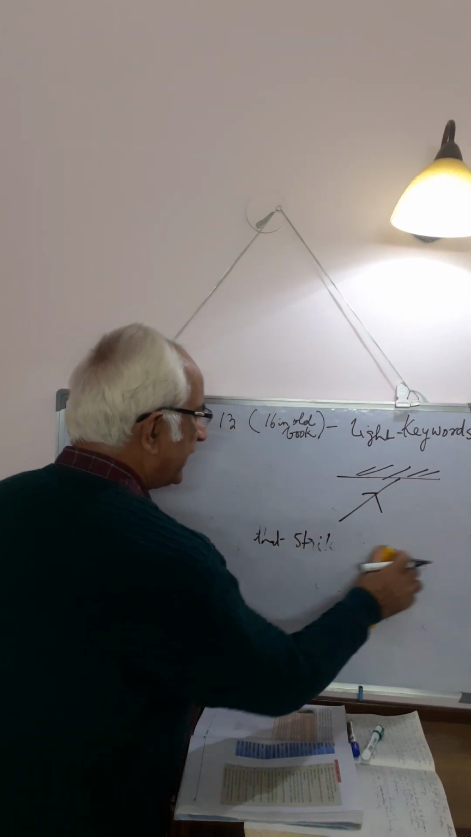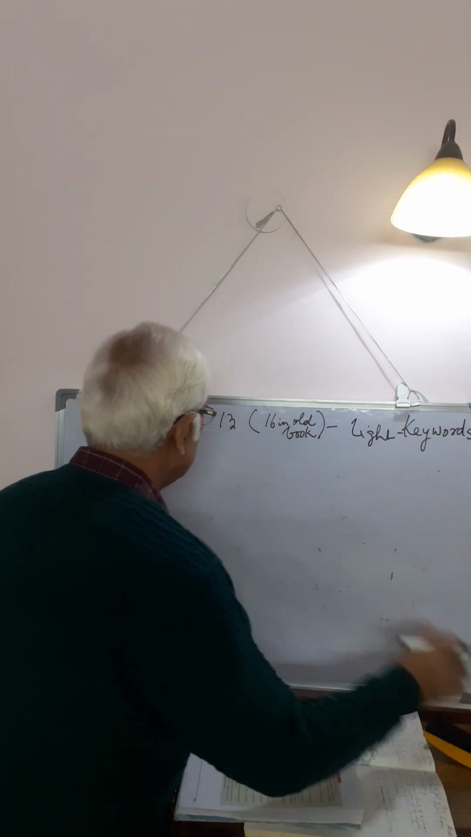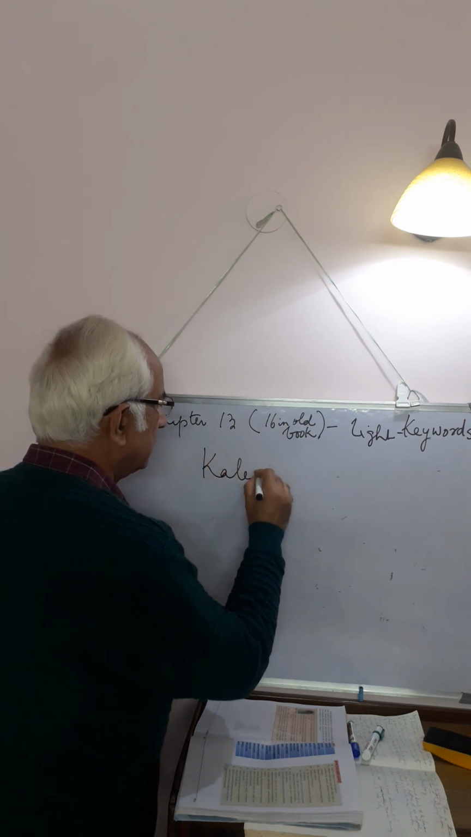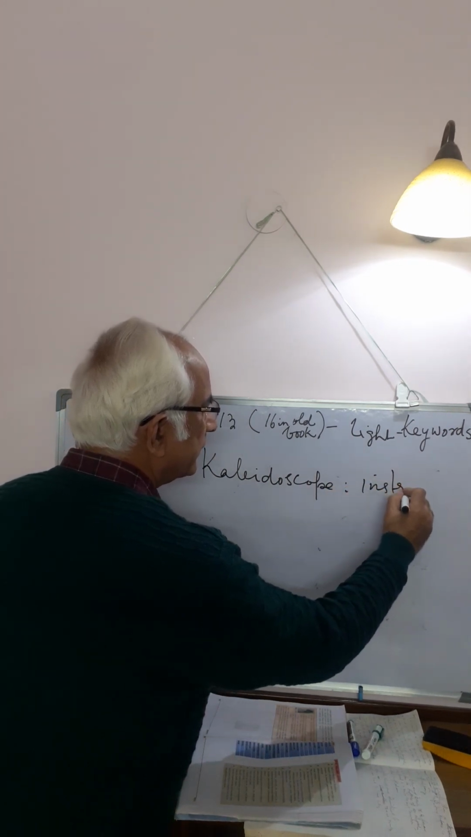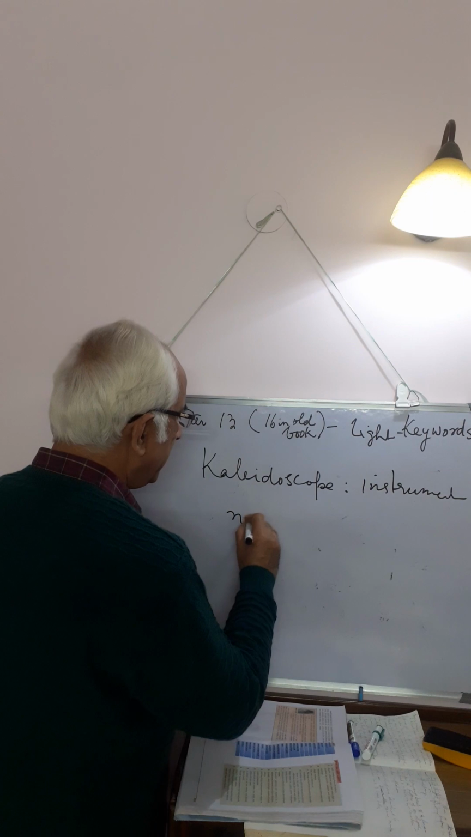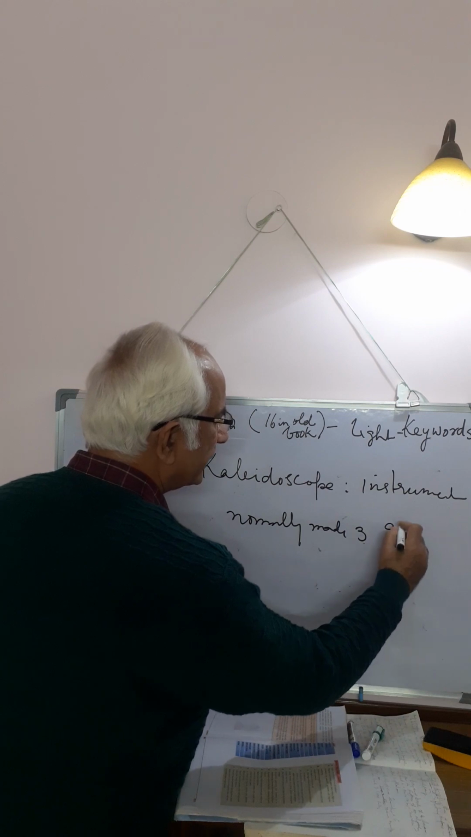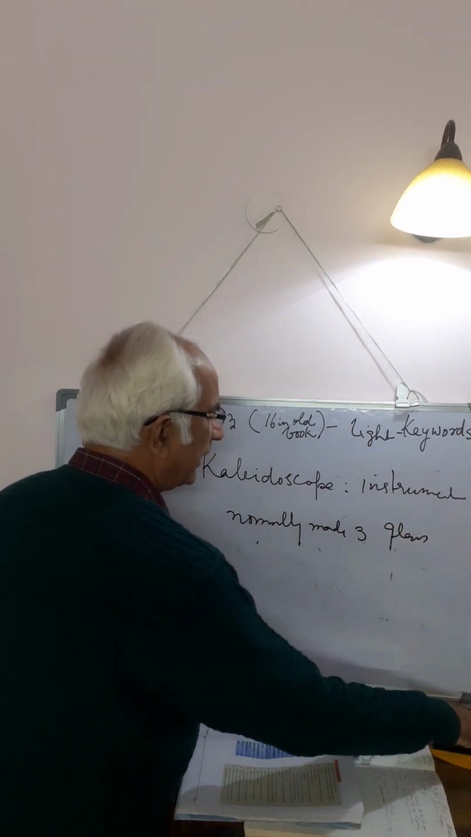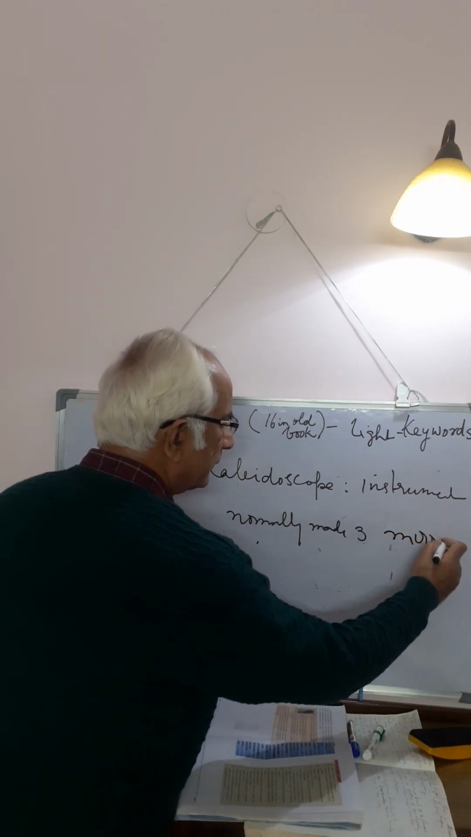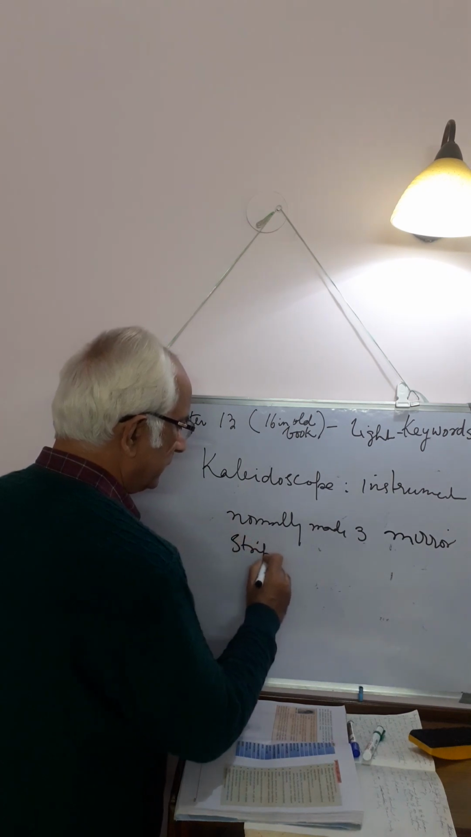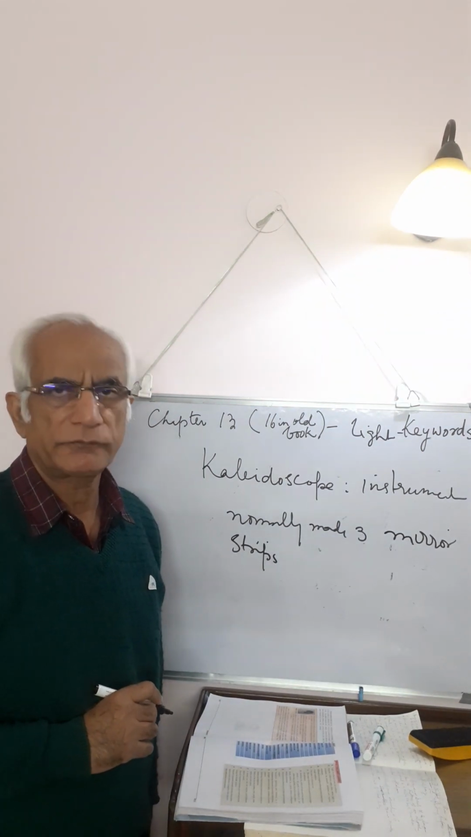Now let us come to the next word, kaleidoscope. Kaleidoscope is an instrument normally made of 3 glass strips, mirror strips. It is made of 3 mirror strips which are arranged in the shape of a prism.